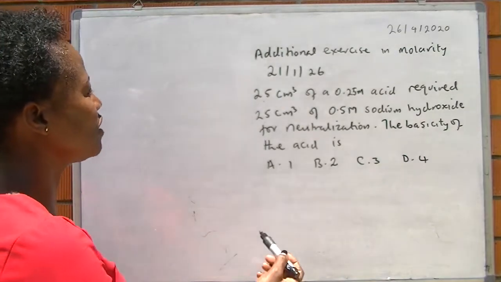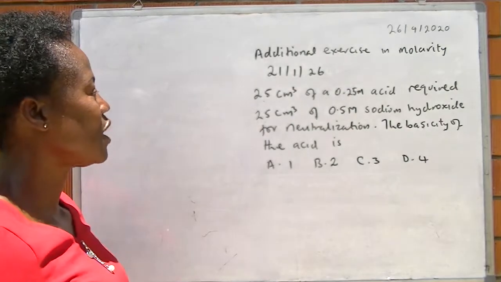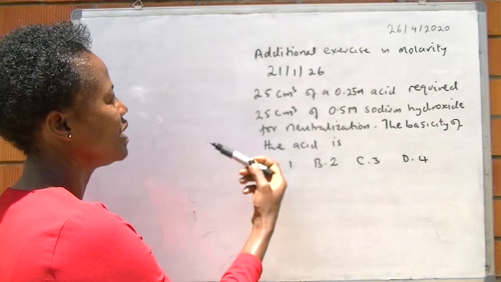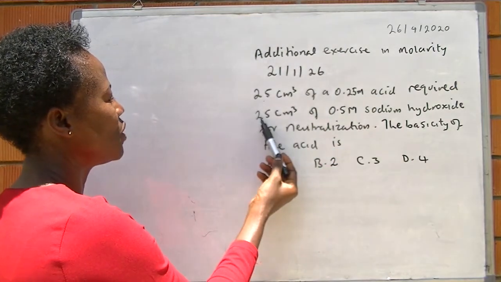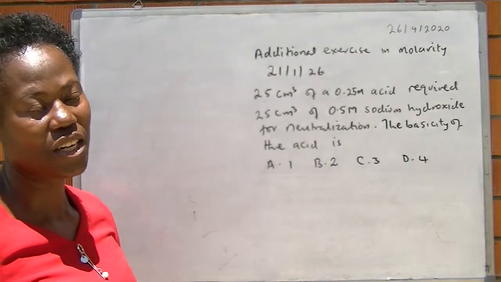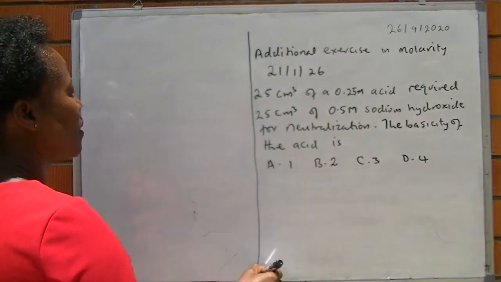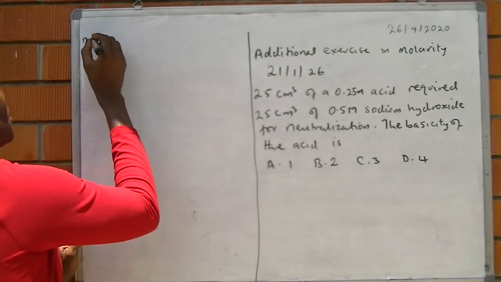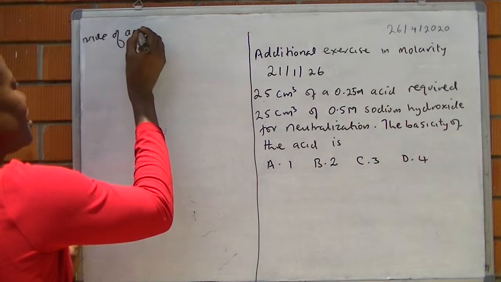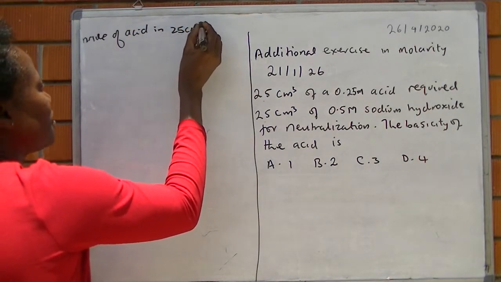So for questions which have got molarity and volume, we have already seen them. So I told you, you always get the moles that are in 25 of the acid, and the moles in 25 of sodium hydroxide, after which you get the mole ratio. Let us see. Moles of the acid in 25 cubic centimeters.